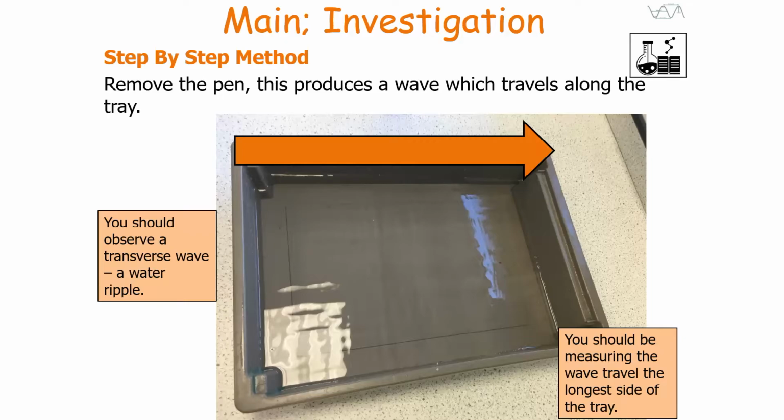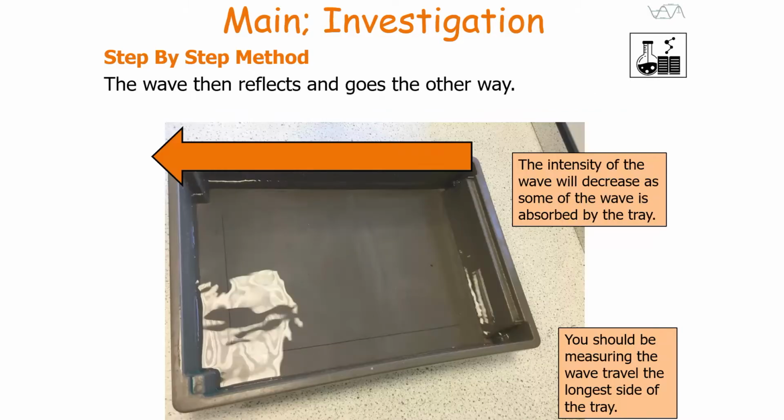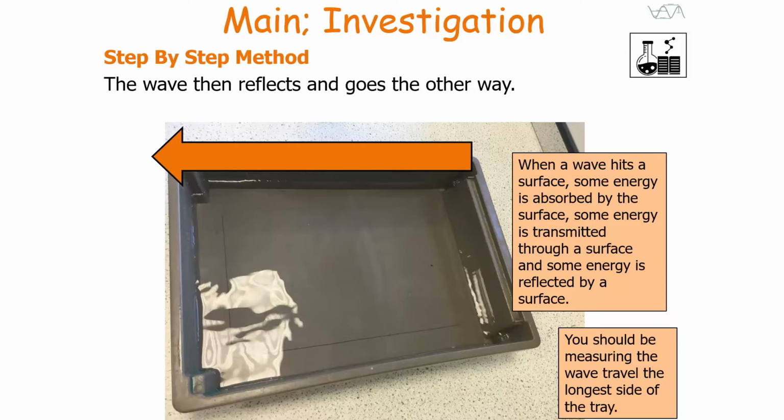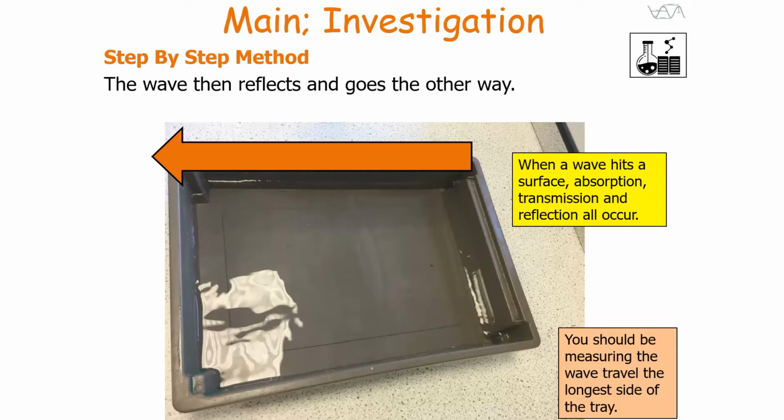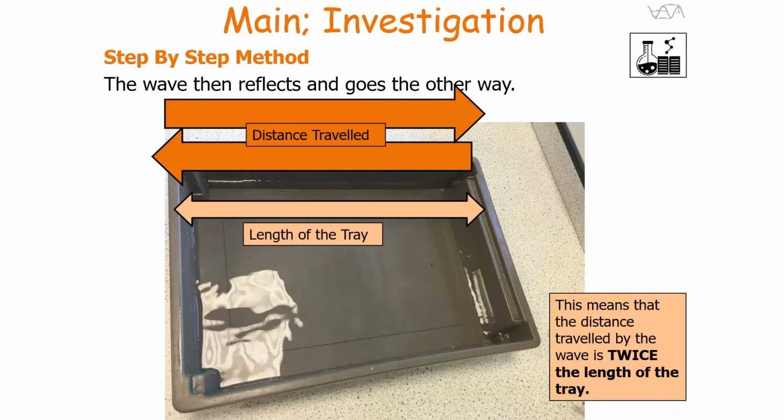Now when the wave hits the side of the container, the wave will reflect and go the other way. The intensity of the wave will decrease as some of the wave energy is absorbed by the tray, because some of the energy will be absorbed by the surface, some energy will transmit through the surface, and some energy will be reflected back by the surface.